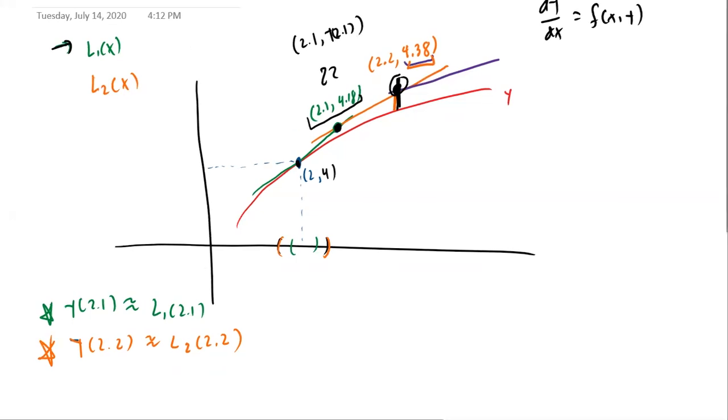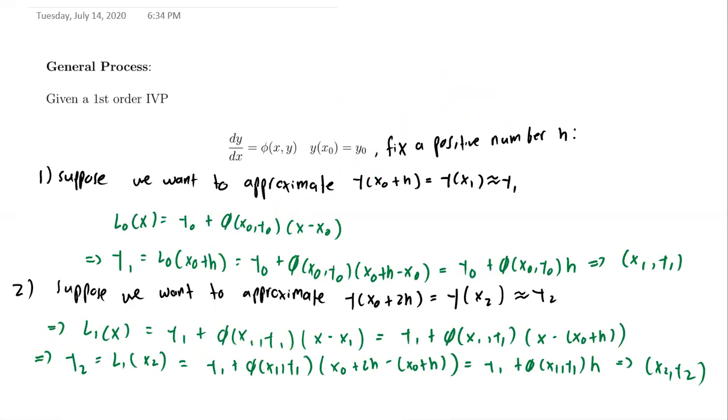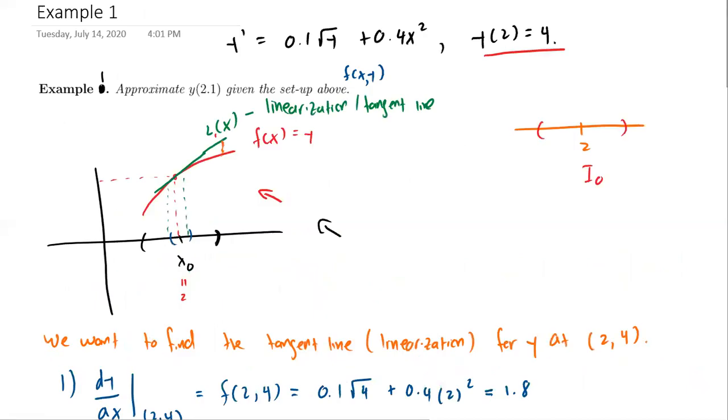Okay. So let's write a general method for this, so we can have a general formula that we can easily put into computing software. Given a first order initial value problem, not necessarily linear, dy/dx equals phi of x, y with the initial condition y of x naught equals y naught, what we're going to do is fix a positive number h. So h in our previous example was 0.1, right? Because we started at x naught equals 2, we moved to 2.1, we moved to 2.2.